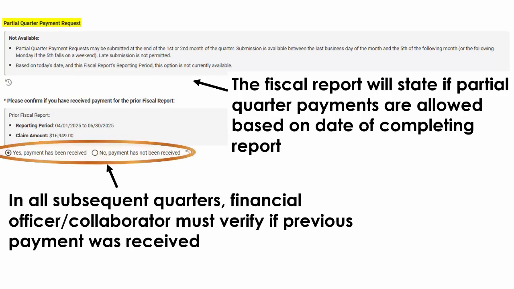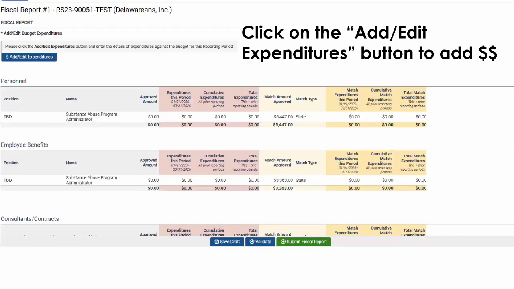After the first quarter, all fiscal reports will require a confirmation that your previous payment was received. Please ensure that this information is accurate. If your agency's payment was not received, this will alert the grant monitor to inquire about the delay in your payment.